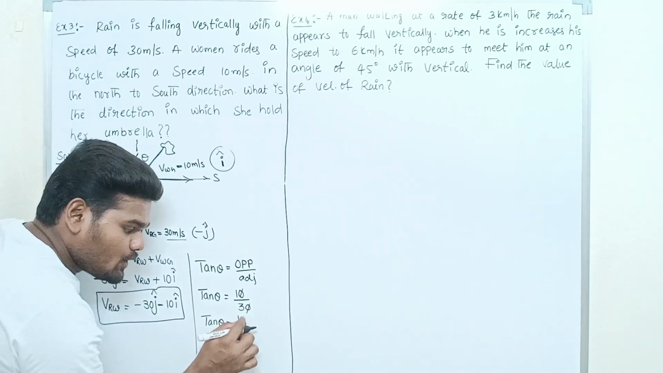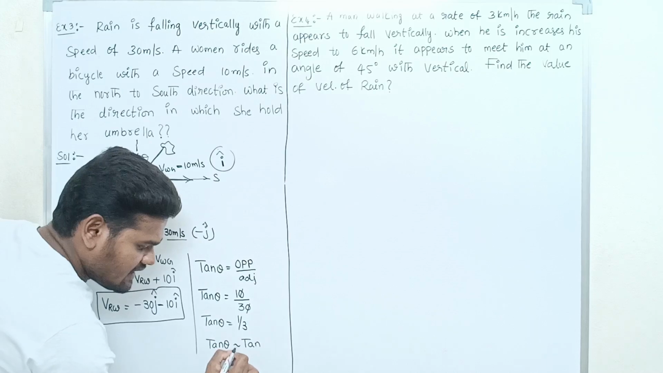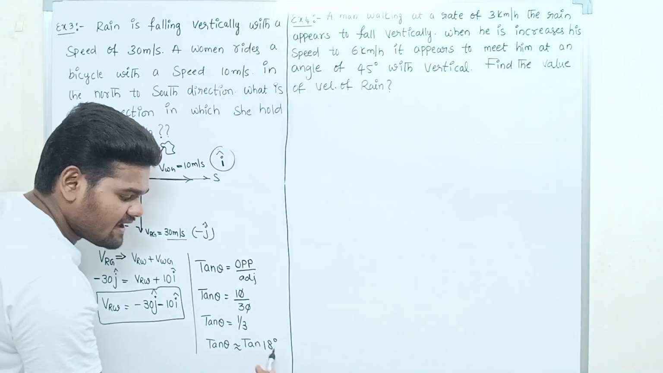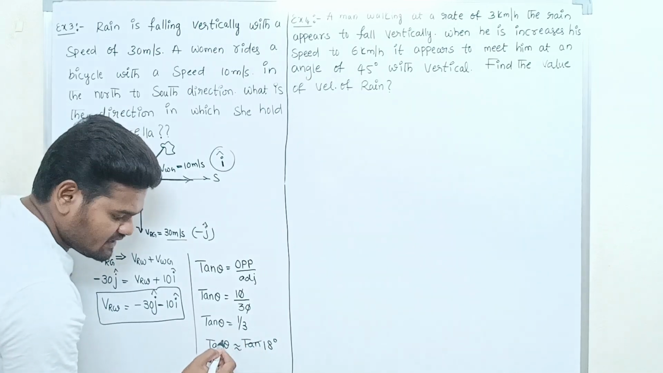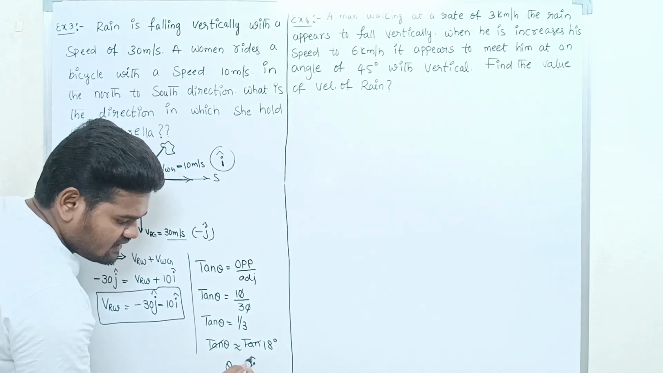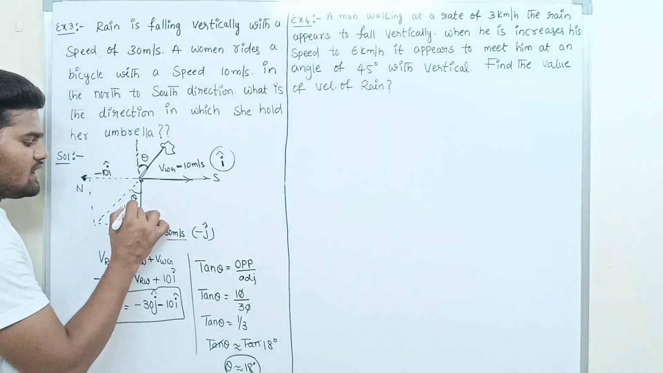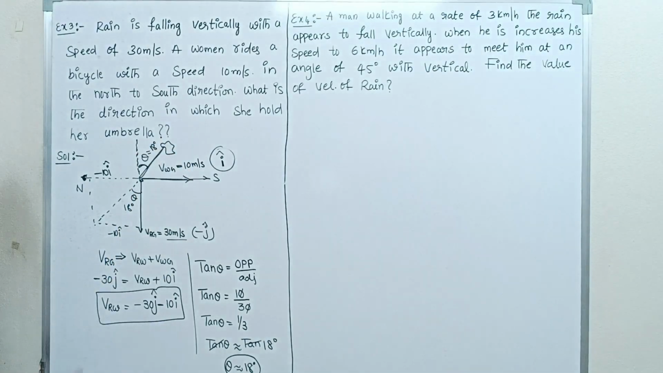In case of tan, the value of 1 by 3 is nearly equal to 18 degrees. Tan 18 degrees is nearly equal to 1 by 3. So tan gets cancelled out. Then theta is equal to 18 degrees. She has to hold her umbrella at an angle of 18 degrees with the vertical.